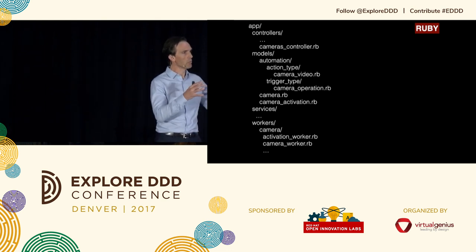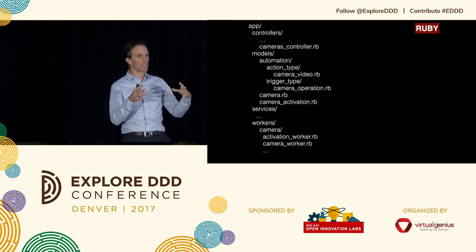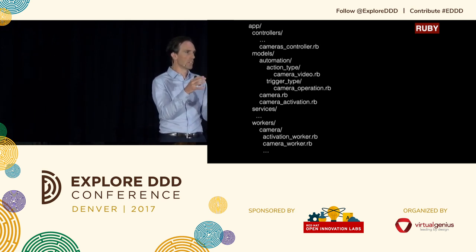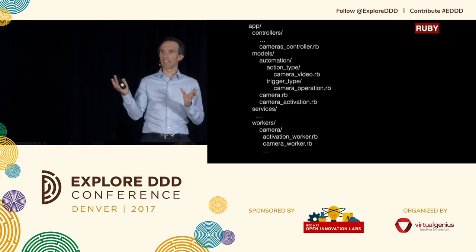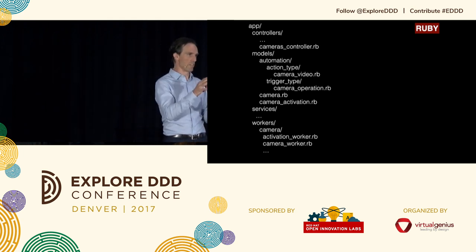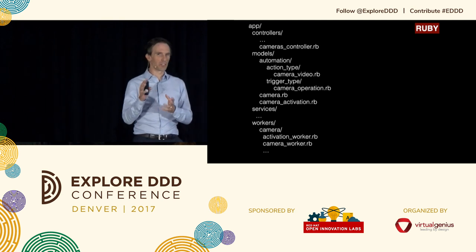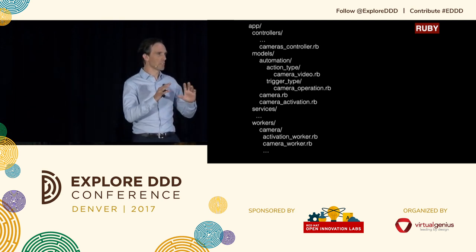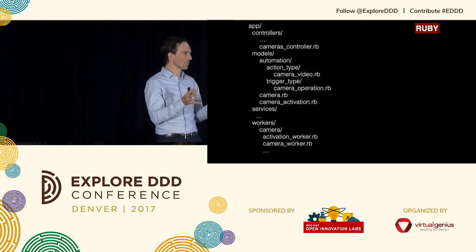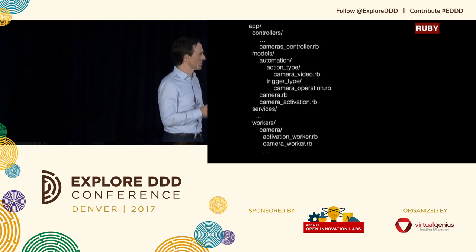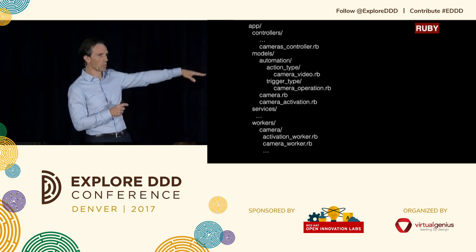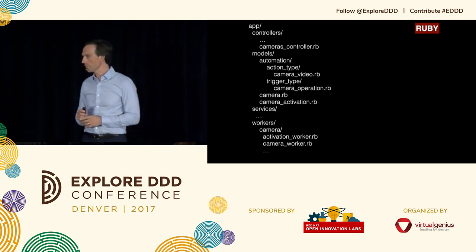The way it works in Rails, if you're not familiar with that, is it has a folder that's called models, and in typical Rails projects, that's where you store pretty much everything. Everything that doesn't fit in your controllers goes in models. So I don't want you to think of this as your typical rich domain model. That's not what you're going to see, at least not to start with. And then we've got a camera activation class, and then further down are the workers that I'm talking about.